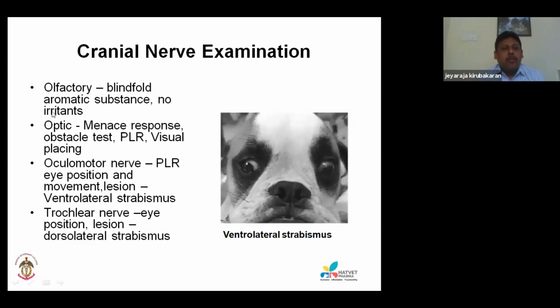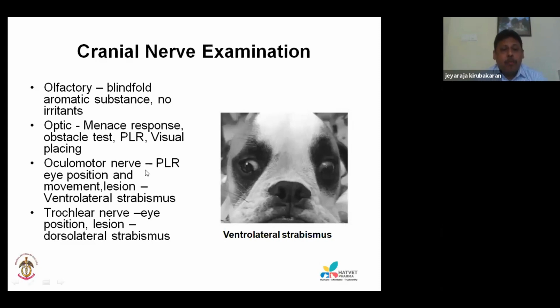Then coming to optic examination, optic nerve, you do a menace or you do an obstacle test. Those obstacles you keep should not injure the animal. You should take care to keep plastic obstacles. And of course, pupillary light reflex. Then visual placing. Just go and touch the limb of the animal to the table. It may move into the table. You can do it as a blindfolding also, but visual placing is to test the optic vision.